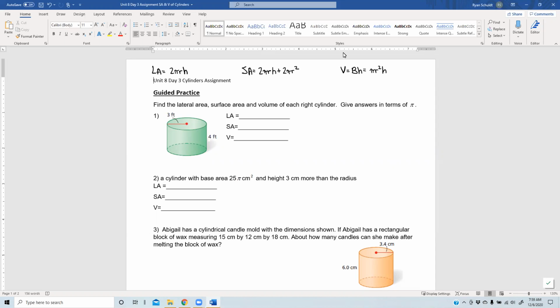Okay, we got our formulas, we're good to go. Let's do this thing. So all we need, if you notice, is R and H. Number one, R is 3 feet. H, the height of the cylinder, is 4 feet. Let's go.